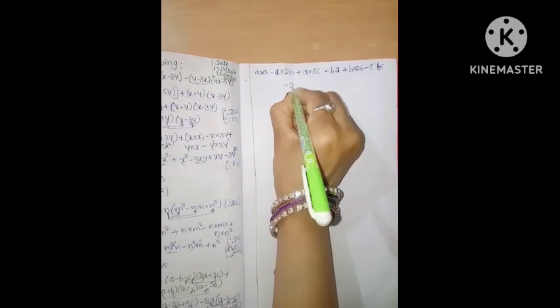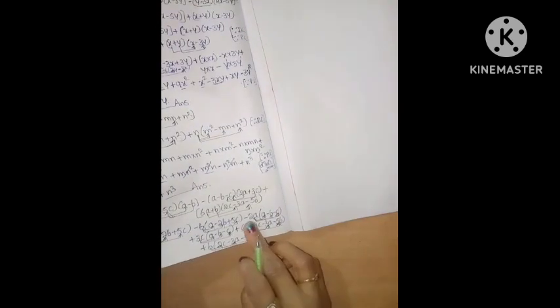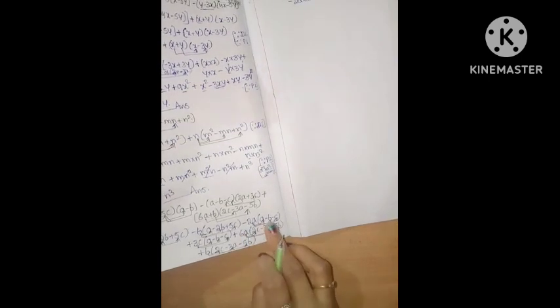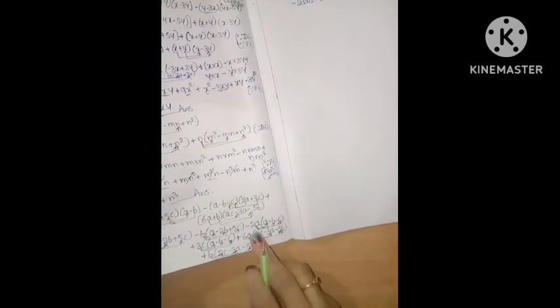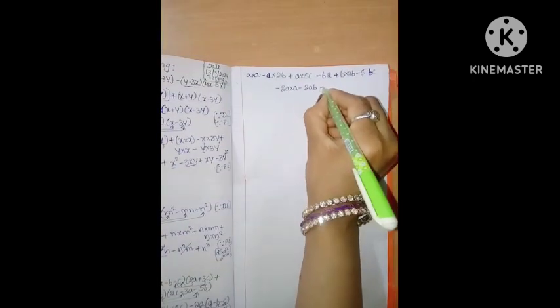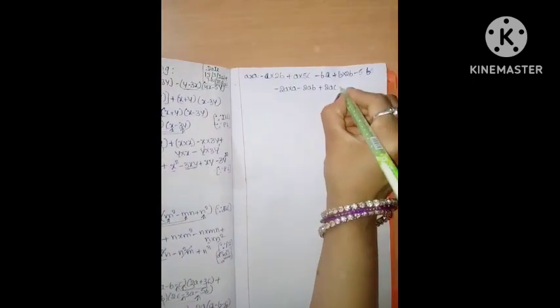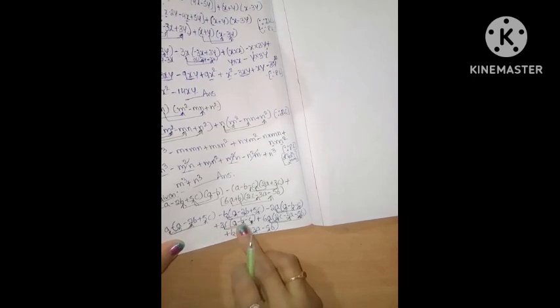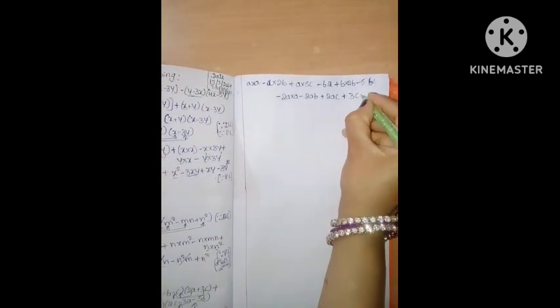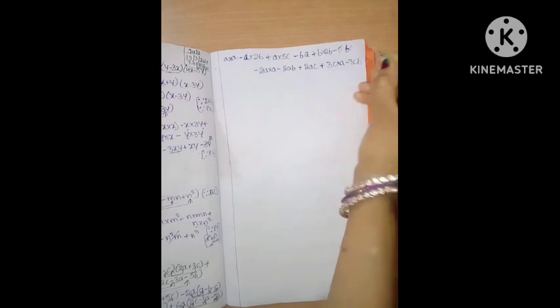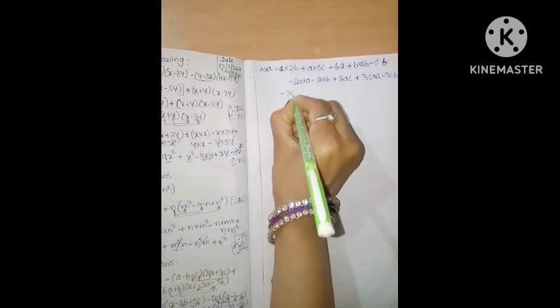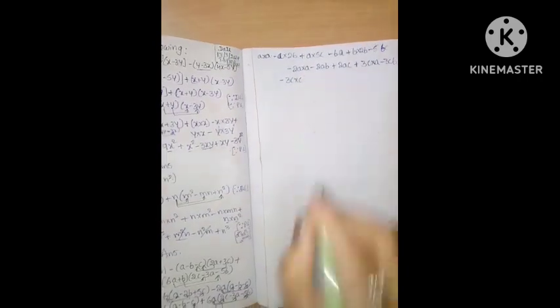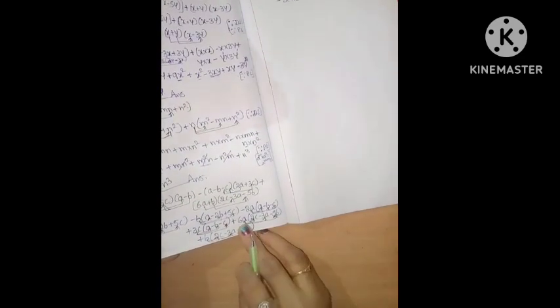Next, 2a into a, plus, minus into minus, plus 2a into b, 2ab, all removing the brackets. Minus into minus, plus 2a into c, plus 2ac. Next, plus 3c, a monomial multiplied by each term of the polynomial. 3c into a. Next, plus into minus is minus only, so 3c into b. Next, the third term, 3c into minus c. Next term, 6a into 2c.